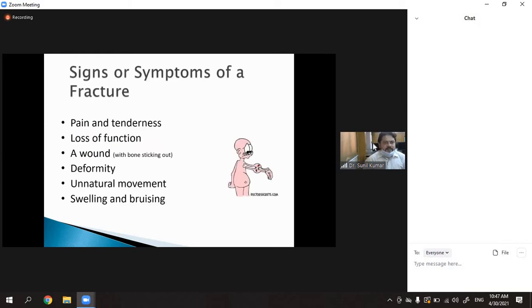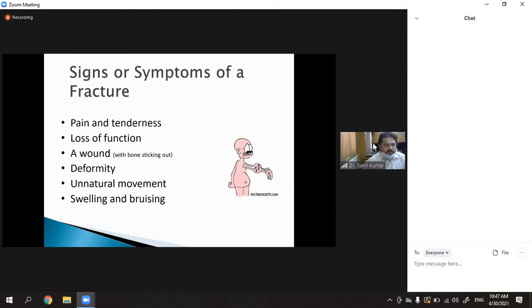So next, the signs and symptoms of a fracture. What the patient will tell us and what we will see in a patient with a fracture. There will be pain and tenderness at the fracture site. You can appreciate the tenderness. You cannot even touch the fracture site, and there is loss of function.